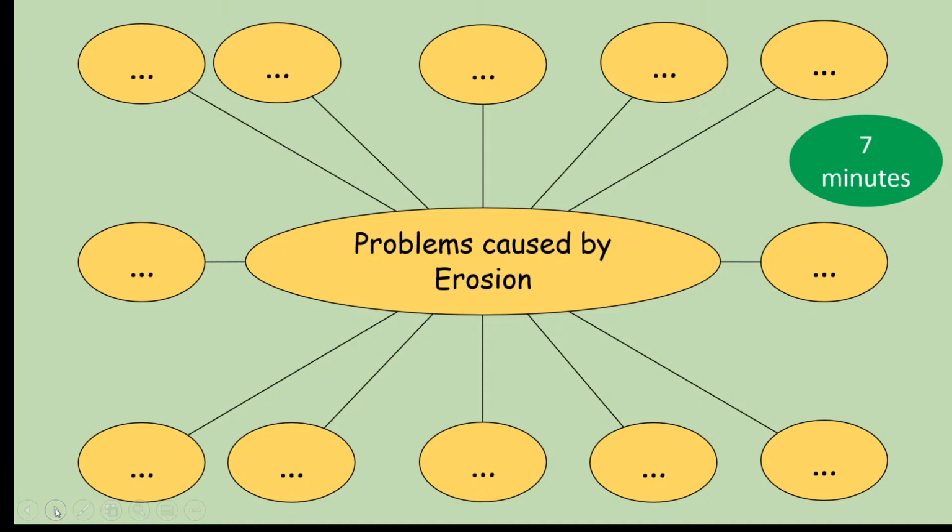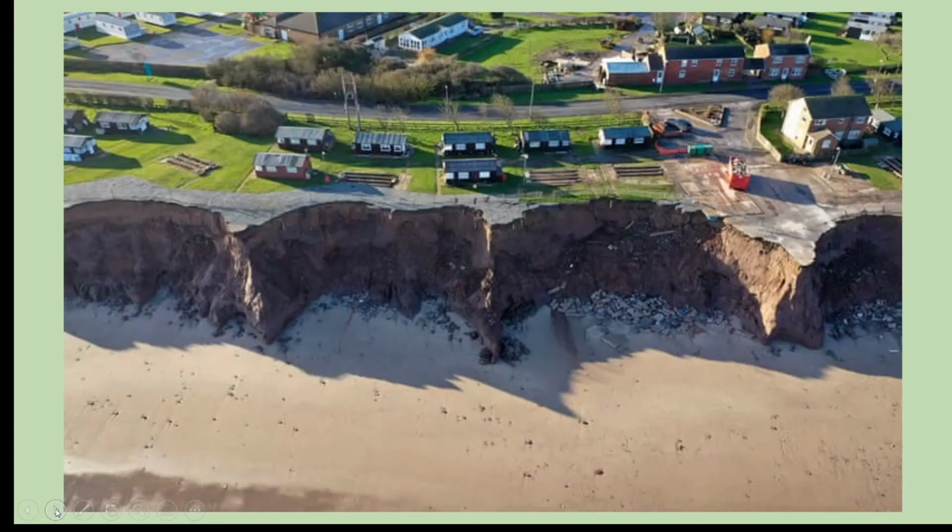Okay, so now that you've finished your diagram, if you've not, just hit pause and finish it. Now that you have finished your spider diagram, we're going to look at some pictures and see what problems might be caused by erosion. So in this first picture, we can see the sea has worn away these cliffs and this land. What problems are they going to have because of erosion? Try and add something to your spider diagram now.